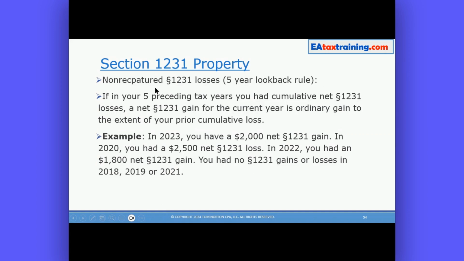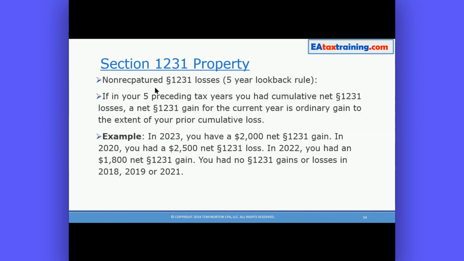Of course, it's not always going to be good news. So it could be that some of your gains don't actually get to be treated as capital gains. So that's what we're going to talk about here. We've got two concepts that can convert part of that 1231 gain to be ordinary rather than capital. So the first concept is the 5-year look-back rule. So if in your 5 preceding tax years you had cumulative net Section 1231 losses, but you had a net 1231 gain in the current year, then the current year gain is ordinary to the extent of your prior cumulative losses.